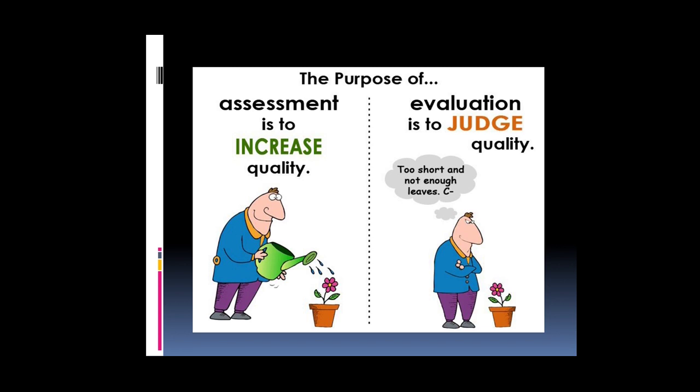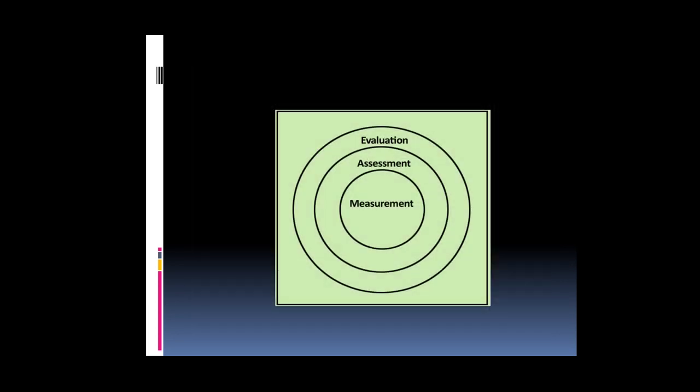So here you can see two pictures. On the left side, the man is giving water to the flower. A flower requires water to grow. Similarly, the purpose of assessment is to increase the quality. Whereas on the right side, the man is observing the flower and making a judgment that it is too short and does not have enough leaves. So the purpose of evaluation is to judge the quality.